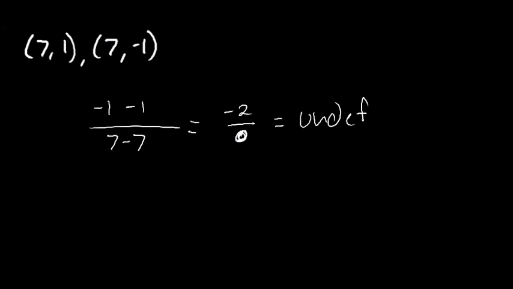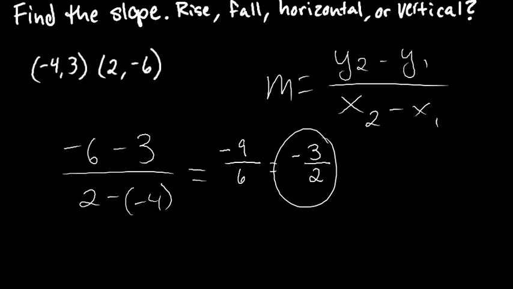Next one, I have -1 minus 1 over 7 minus 7. So I get -2 over 0. Can I divide by 0? No, I can never divide by 0. So that means this is going to be undefined. And if I were to answer my second part, a negative slope means I am falling.